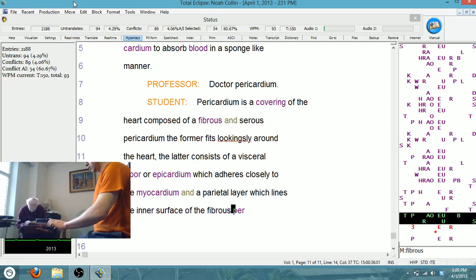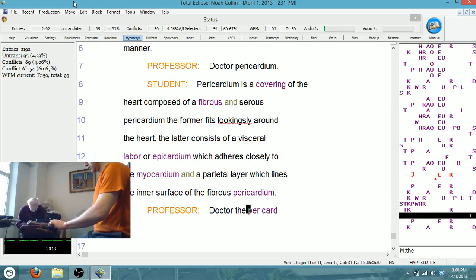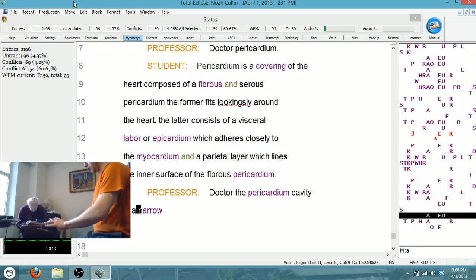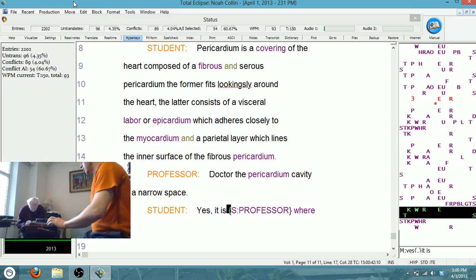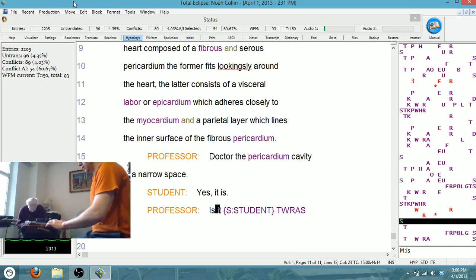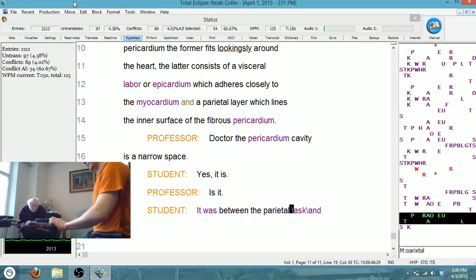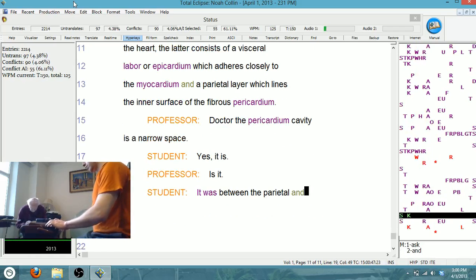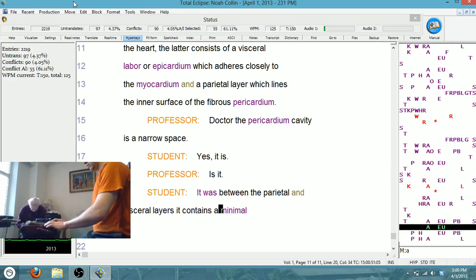Doctor, the pericardial cavity is a narrow space? Yes, it is. Where is it? It is between the parietal and visceral layers. It contains a minimal amount of serum that serves as a lubricant.